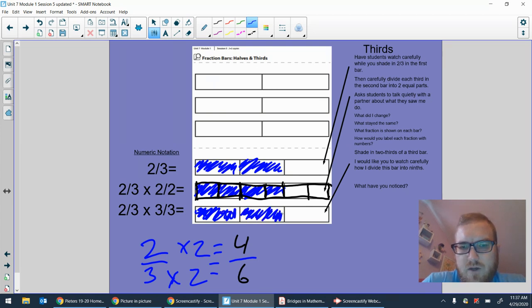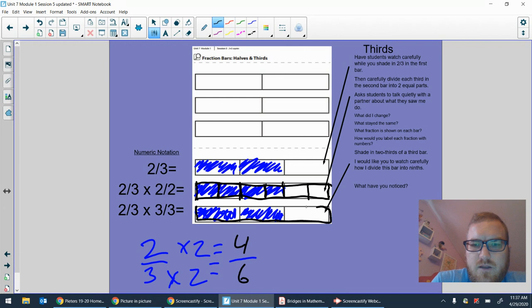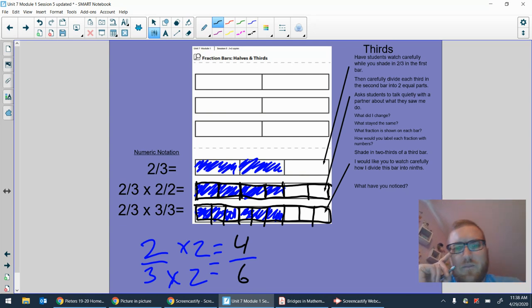So we're starting with that 2/3 again. But now this time, I'm going to divide each section into 3 parts. So let me just re-outline my outside here for us, so you can see it. And then I'm going to do 1, 2, 3, 1, 2, 3, 1, 2, and then our last one is 3.